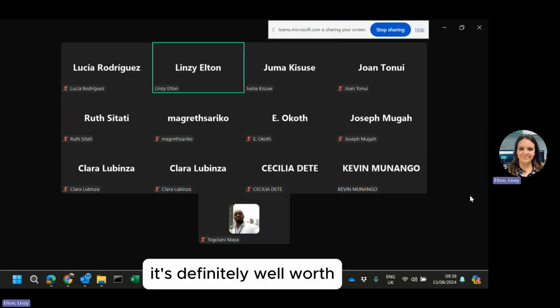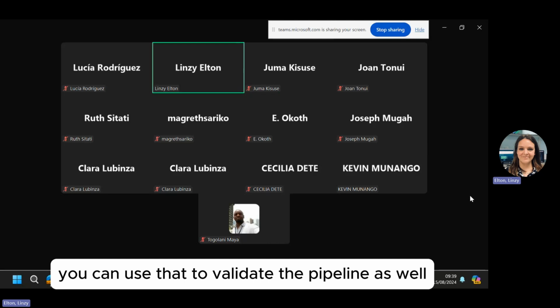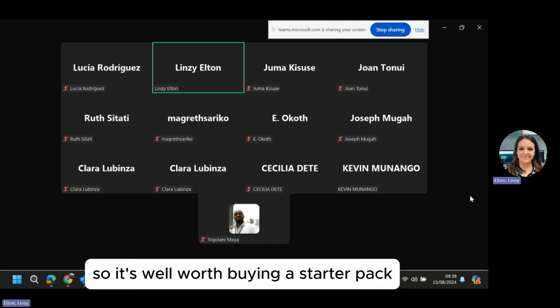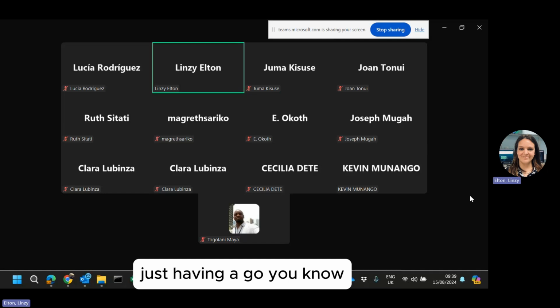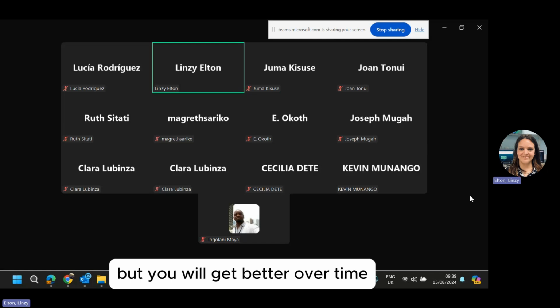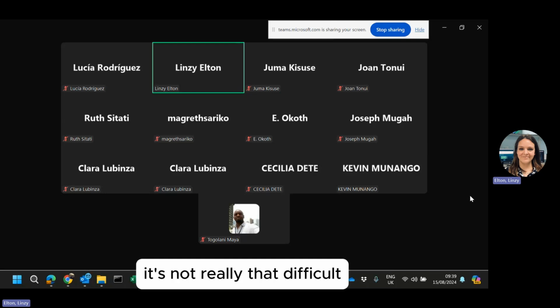It's definitely well worth having a practice with some samples, and then also you can use that to validate the pipeline in your own setting. So it's well worth buying a starter pack, just having a go. Your first few ones might not be completely perfect, but you will get better over time. It's not particularly difficult in terms of the laboratory. It's just a lot of pipetting. It's not really that difficult.